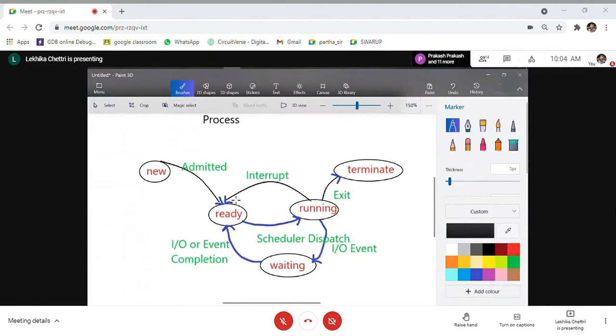Okay, so from the ready state, when it gets the CPU, when process P0 gets inside the CPU, we call this process the running process. And right now it is in execution. Okay, so it may happen that while it is in execution, two things may happen to that process.